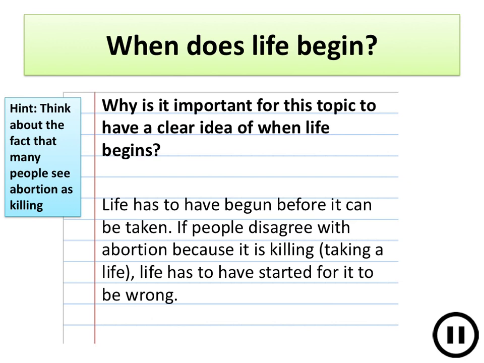So life has to have begun before it can be taken. If people disagree with abortion because it's killing, taking a life has to have started for abortion to be considered wrong. If abortion takes place at a point when life hasn't started, then nothing has happened. It can't be seen as killing because you have to have a life to be killed.